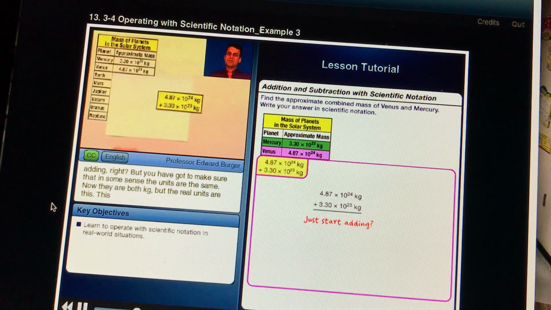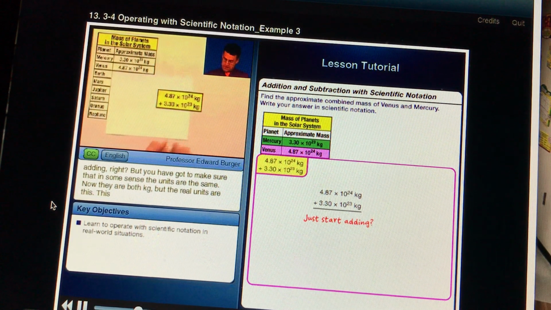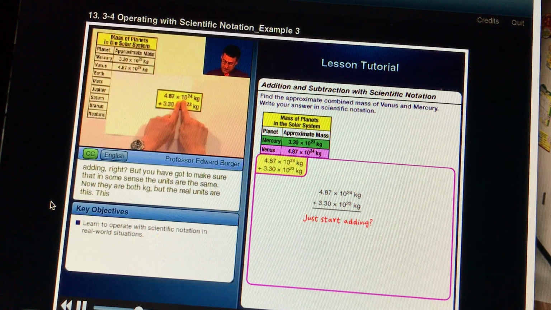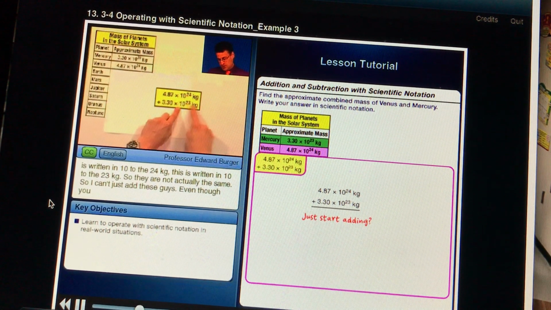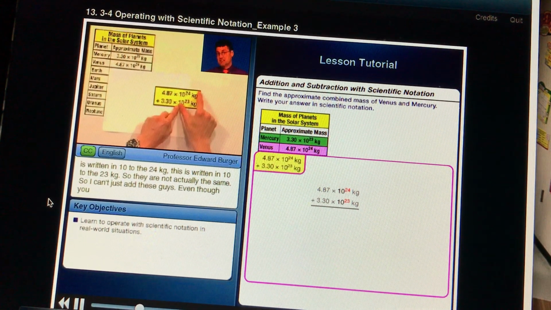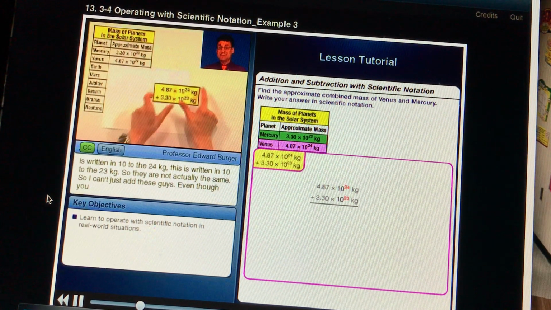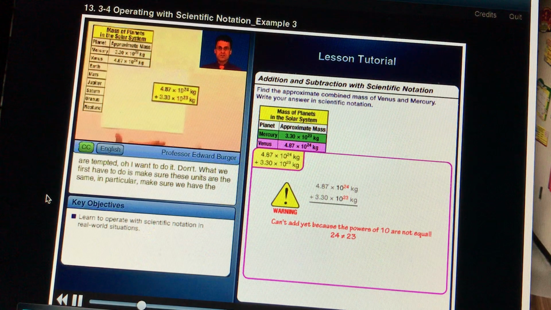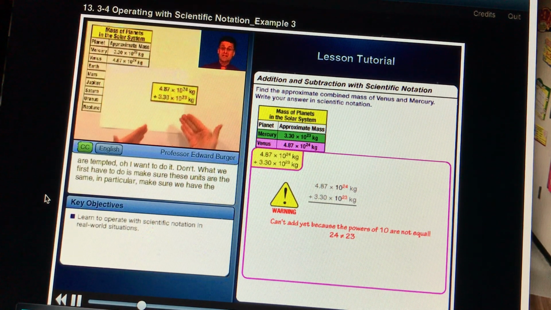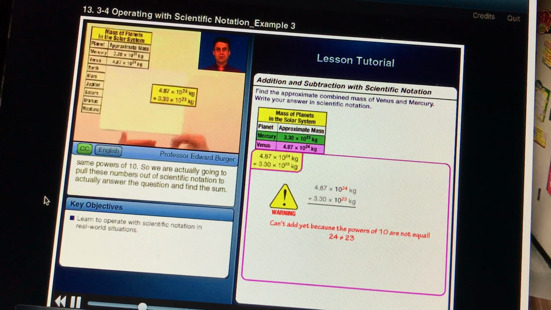But you've got to make sure that in some sense the units are the same. Now, they're both kilograms, but the real units are this. This is written in 10 to the 24 kilograms. This is written in 10 to the 23 kilograms. They're not actually the same. So I can't just add these, even though you're tempted. Oh, I want to do it. Don't. What we first have to do is make sure these units are the same. In particular, make sure we have the same powers of 10.